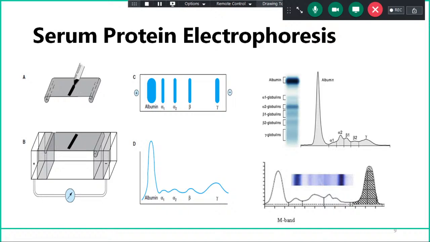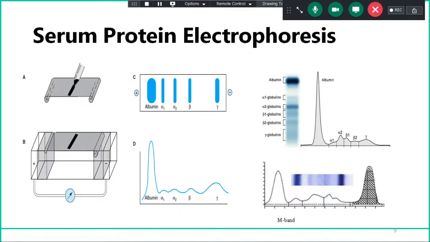So at the end of this we get this picture as shown in figure C, in which the albumin has moved farthest, followed by the alpha 1 fraction of globulin, then alpha 2, then the beta fraction and gamma fraction. So this is the normal pattern of serum protein electrophoresis, and this is the simple visualization of the support media after staining it.